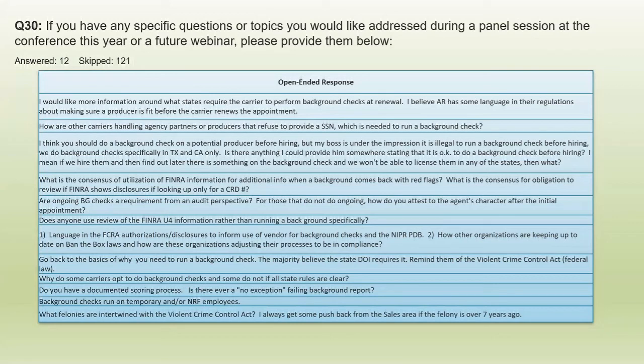I'm not going to read these line by line, but you see it's a lot of the same questions. How do things relate to the Department of Insurance? How do FINRA versus FCRA versus the NIPR and their PDB relate? What felonies are intertwined with the Violent Crime Control Act? VCCLEA comes up all the time, and things about SSN searches. So very, very consistent questions that we see throughout.